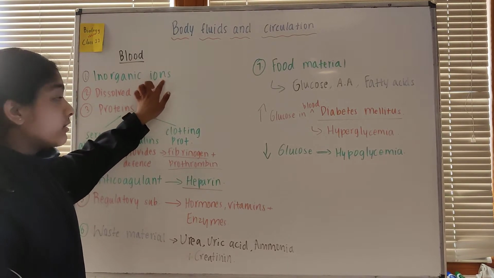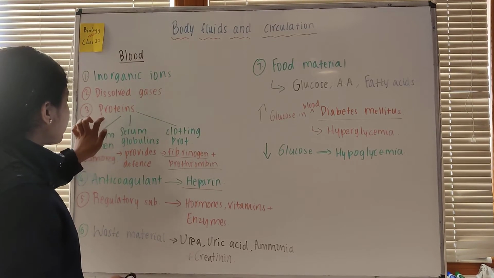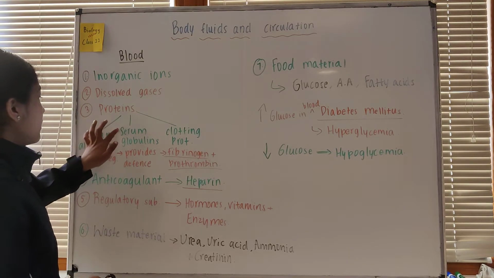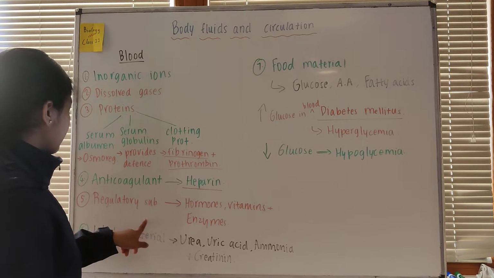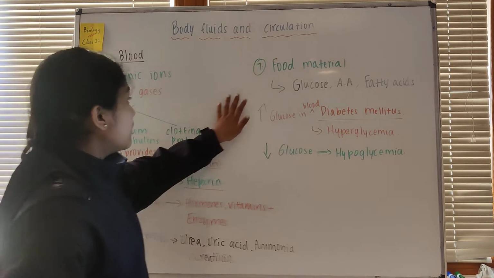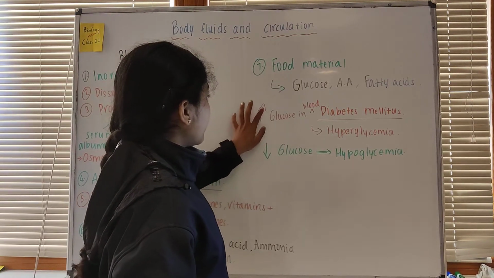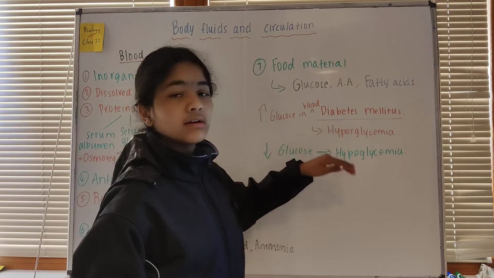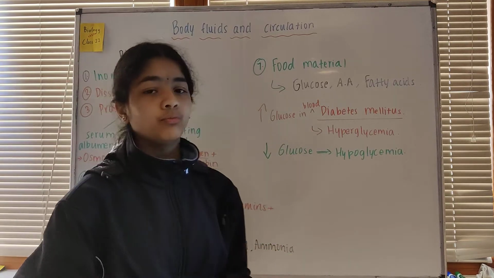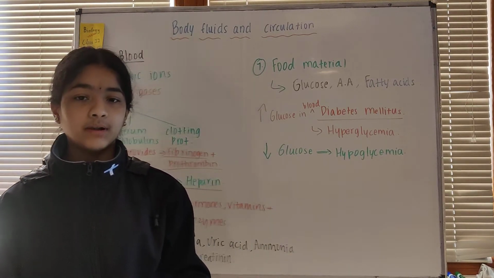It includes inorganic ions, dissolved gases, proteins, that is serum albumin, serum globulins, clotting proteins, anticoagulants, some regulatory substances, waste material. We also have some food material, that is, here we discussed more glucose and less glucose, and what diseases or conditions they lead to. So in this video we discussed blood in detail.